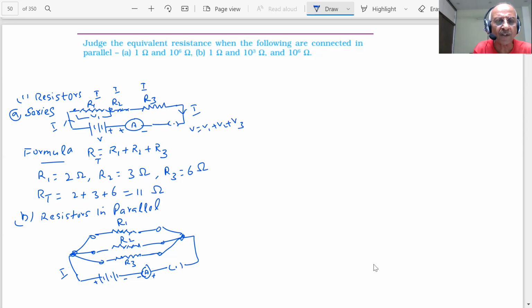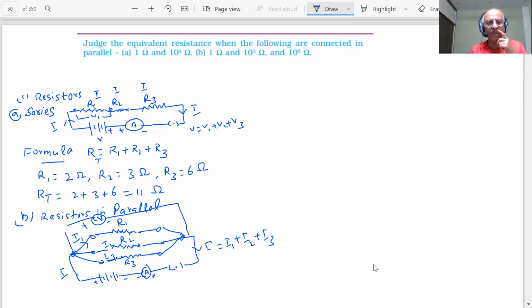What happens here, students? If I have a voltmeter, that is connected in parallel. This is our voltmeter V, connected in parallel, plus and minus. What happens here? The current gets divided: I1, I2 and I3. The currents were getting divided, and you get the same current, which is I equal to I1 plus I2 plus I3. Am I right?